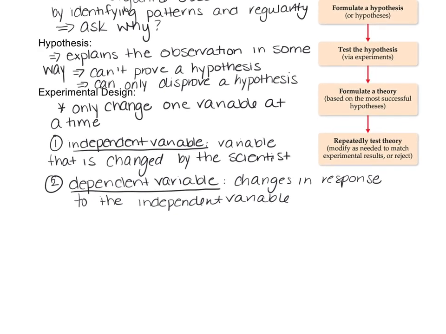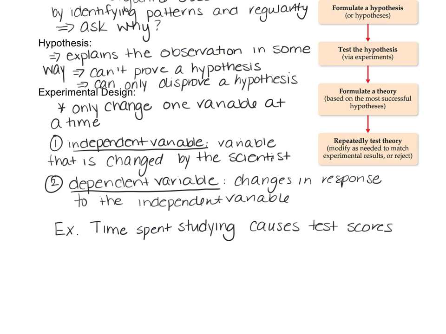I want us to do an example where we identify both the independent and dependent variable. For example, there's a statement: time spent studying causes test scores to increase. When we look at this, we need to ask ourselves, what is the variable that can be changed by the scientist? The thing that can be changed by the scientist is the time spent studying.